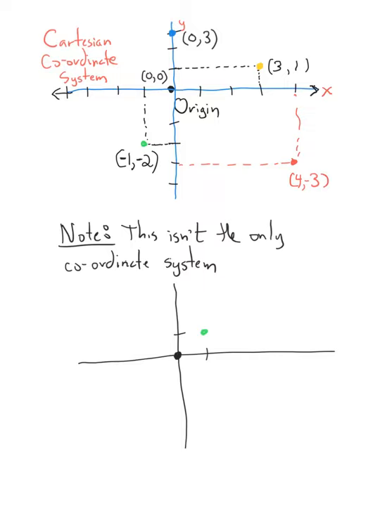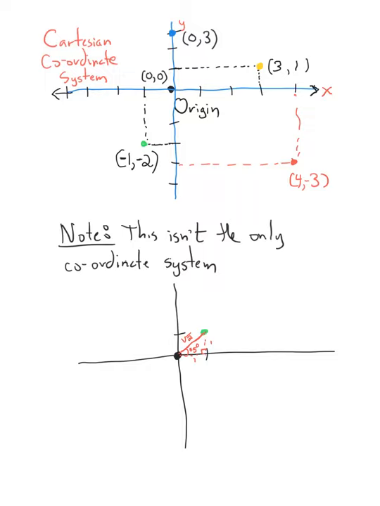But another way you could describe where this point is, if you wanted to get from the origin to this point, rather than saying go to the right 1 and then go up 1, what you could say is go at a certain angle. In fact, this angle here is 45 degrees. And how far do you go? Well, if you think about it, we have a right angle triangle here. This has length 1, this has length 1. By the Pythagorean theorem, you can work out that the length of the hypotenuse is square root 2.